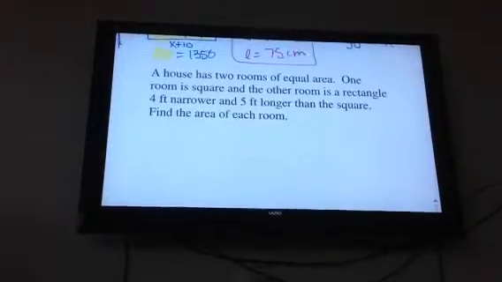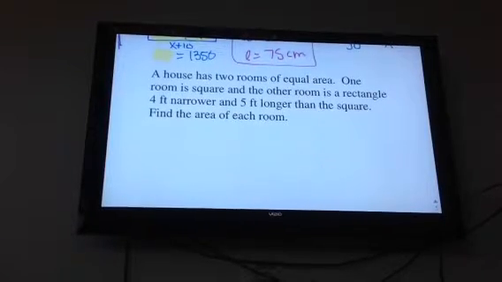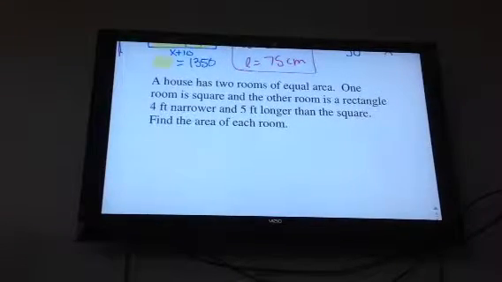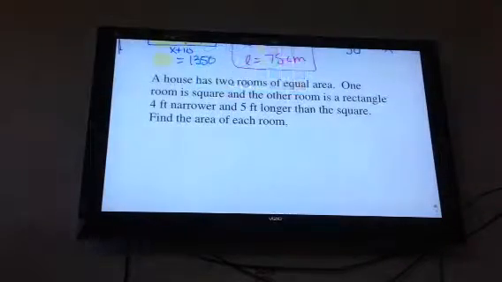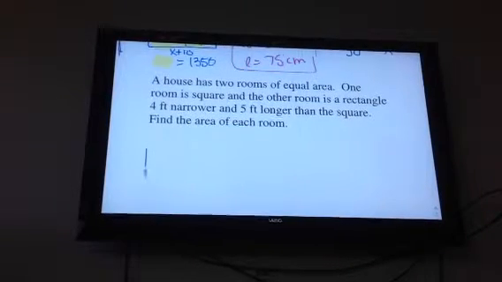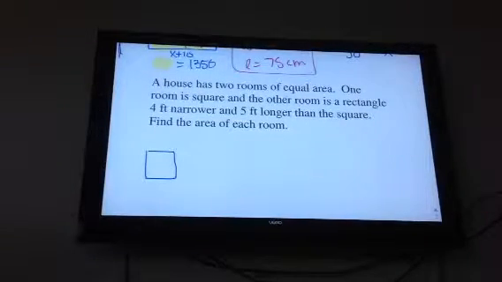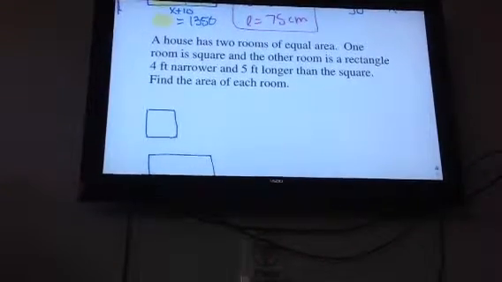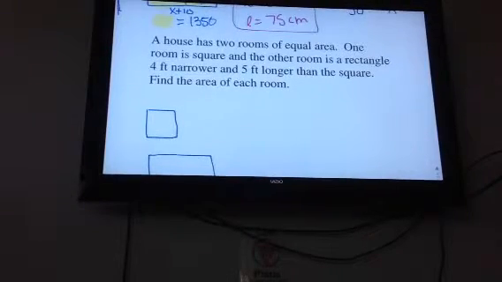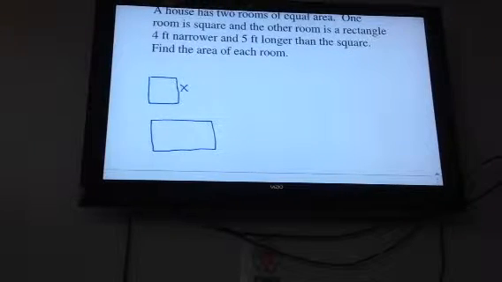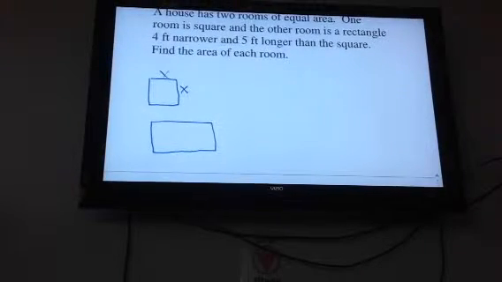A house has 2 rooms of equal area. Equal area. Right there, that tells you you're going to set the areas equal to each other. One room is square, and the other is a rectangle that is 4 feet narrower and 5 feet longer than the square. So I start with the square. They give me absolutely no information about this square, so that's where I begin with my x. And we know that a square is equal on all sides, so it's x all around.